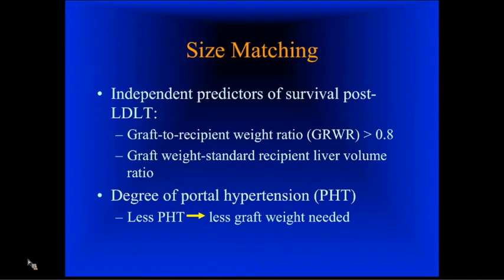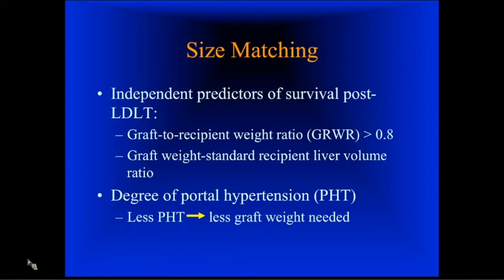So how do we figure out the size besides just eyeballing the recipient and the donor? We have to do things a little more objectively, so the transplant world has come up with different formulas. One of them looks at the donor's estimated graft weight. This is after doing abdominal imaging, looking at the volume, and the surgeons figuring out where they would make the resection to separate what's left in the donor and what goes into the recipient.